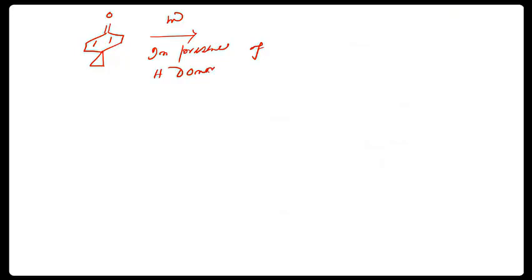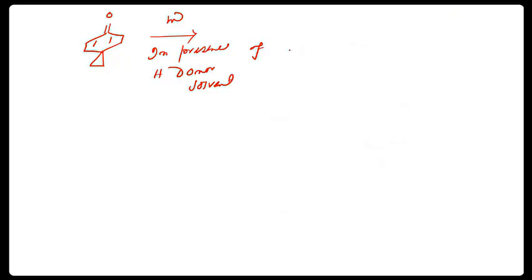Now I'll show you a different kind of example in gas phase. Let's say this problem has been given. So what will happen? This is the molecule. Here is a strained ring, a double bond, and a cyclopropyl ring has been introduced. Then the question is asked: h nu in the presence of H donor solvent. Later I will give examples of H donor solvent.